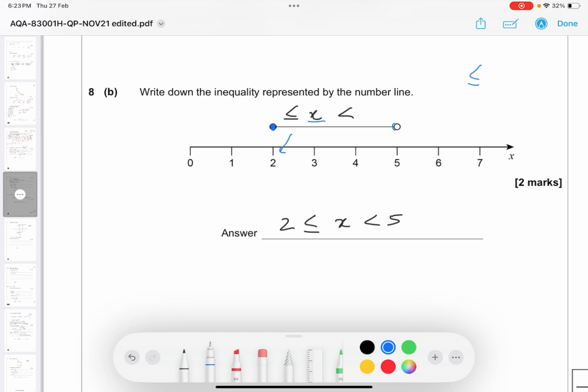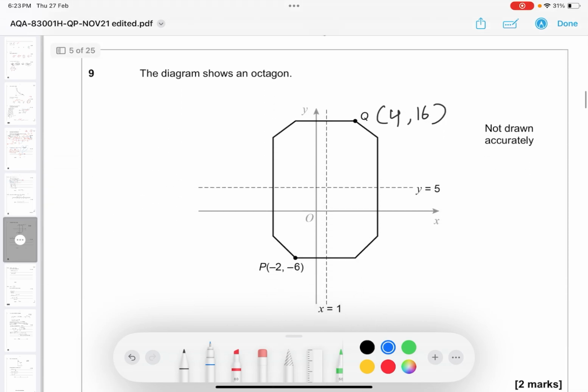Now over here we have a blank dot. That means 5 is not involved. We are not taking 5. So we will just write less than. So repeat after me. The inequality would be x greater than or equal to 2 but less than 5. Very good. Let us move on to the next one.